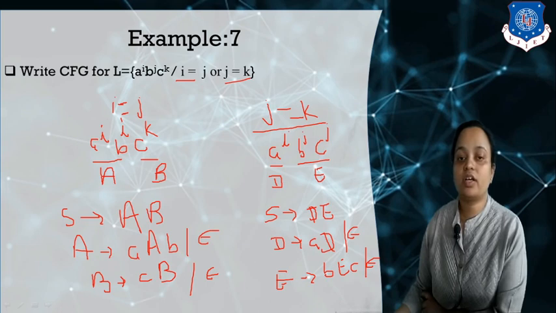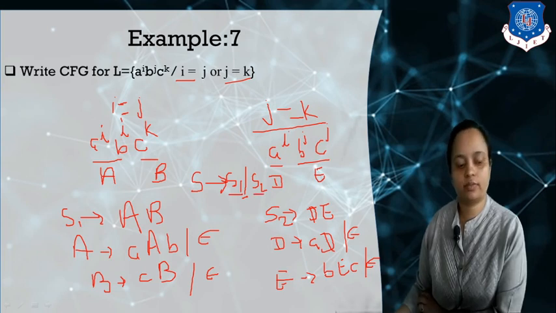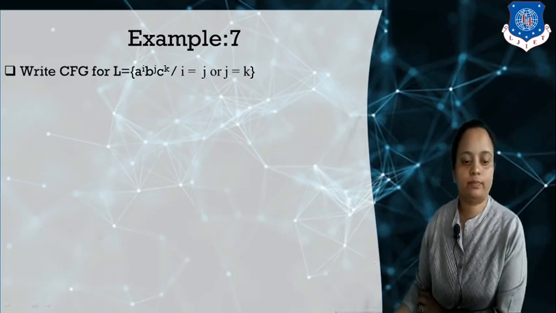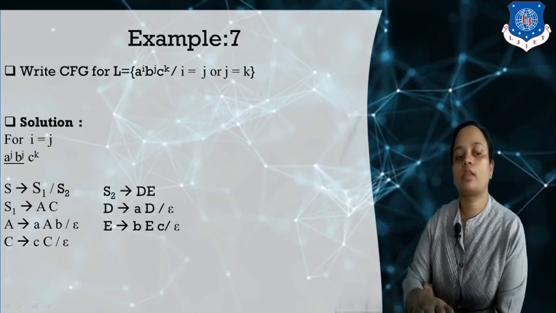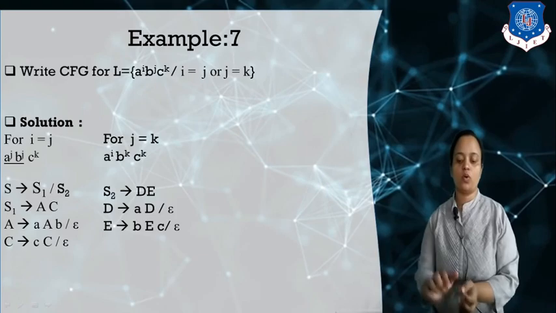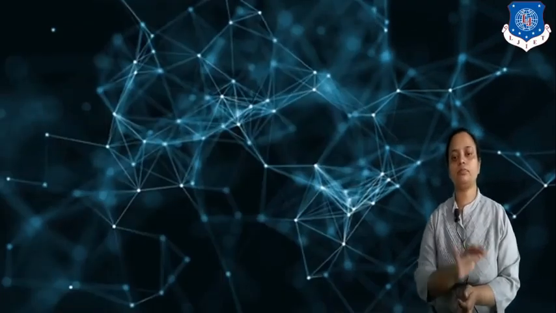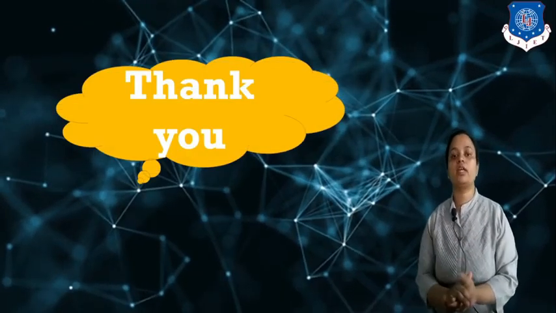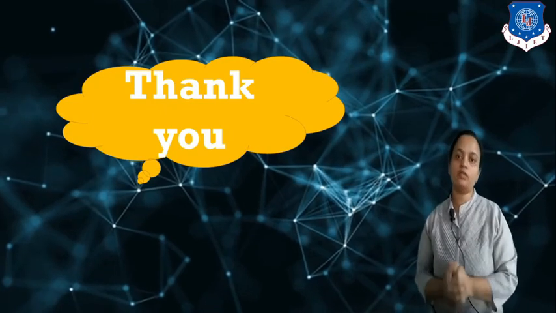Now these two conditions are associated with the OR. So I write S1 and S2, and at the end I write S goes to S1 or S2. This symbol indicates that you can use either this production or this production. So in this way we can write the context-free grammar. I hope this concept is clear to you. Thank you all.